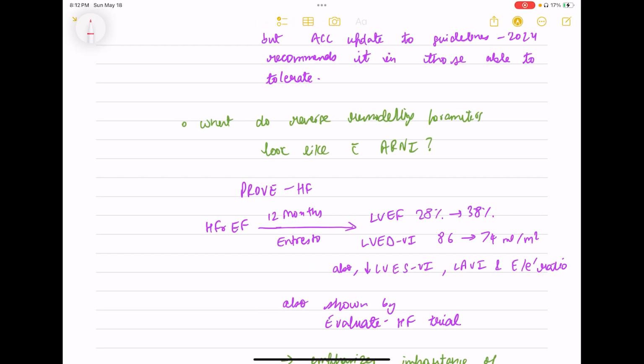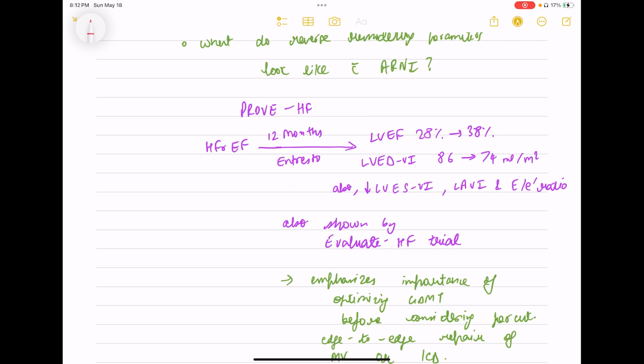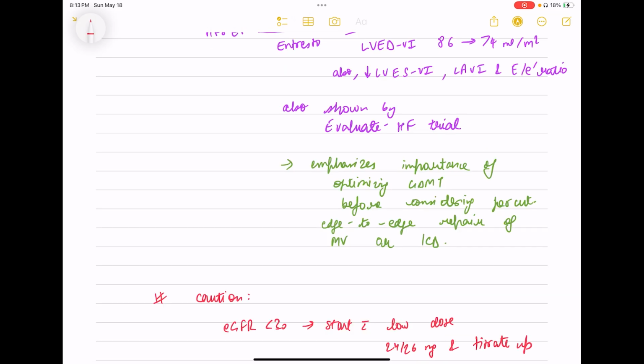So if we had to put some numbers on what the reverse remodeling parameters look like when we start a patient on Entresto, we have the PROVE-HF trial, which took HFrEF patients, started them on Entresto, and then compared their parameters at the 12-month endpoint. In terms of ejection fraction, the mean EF improved from 28% to 38%. Left ventricular end diastolic volume index improved from 86 to 74. Similarly, there was improvement in left ventricular end systolic volume index, left atrial volume index, and E to E prime ratio. Similar findings are also shown by the EVALUATE-HF trial.